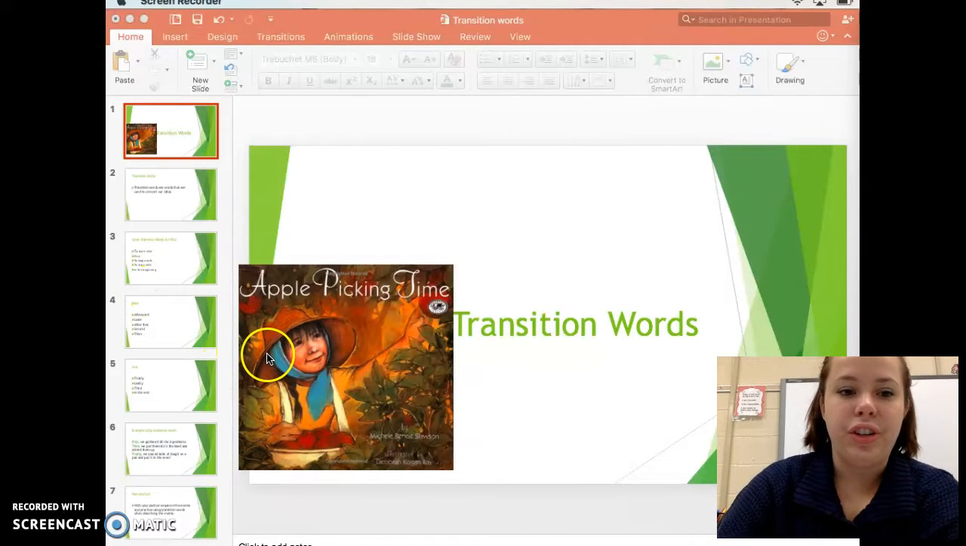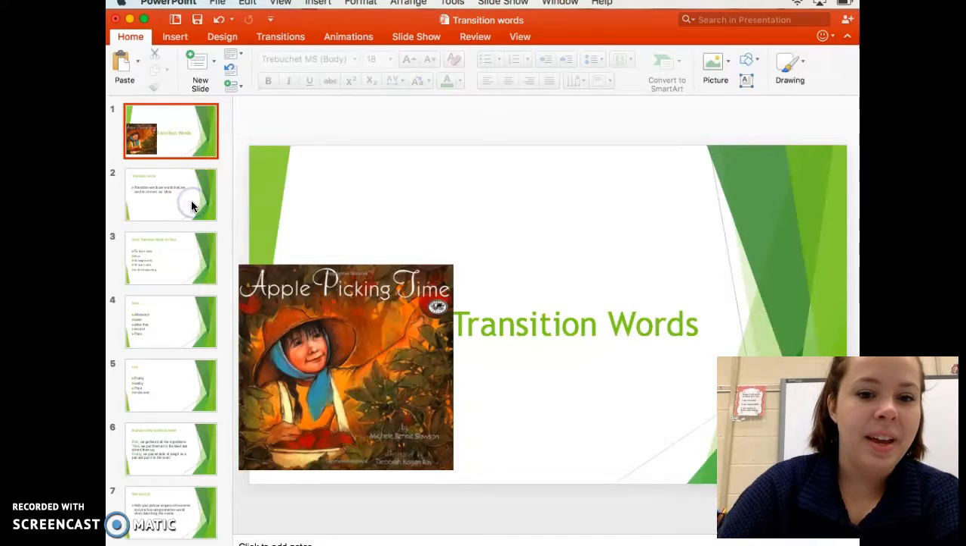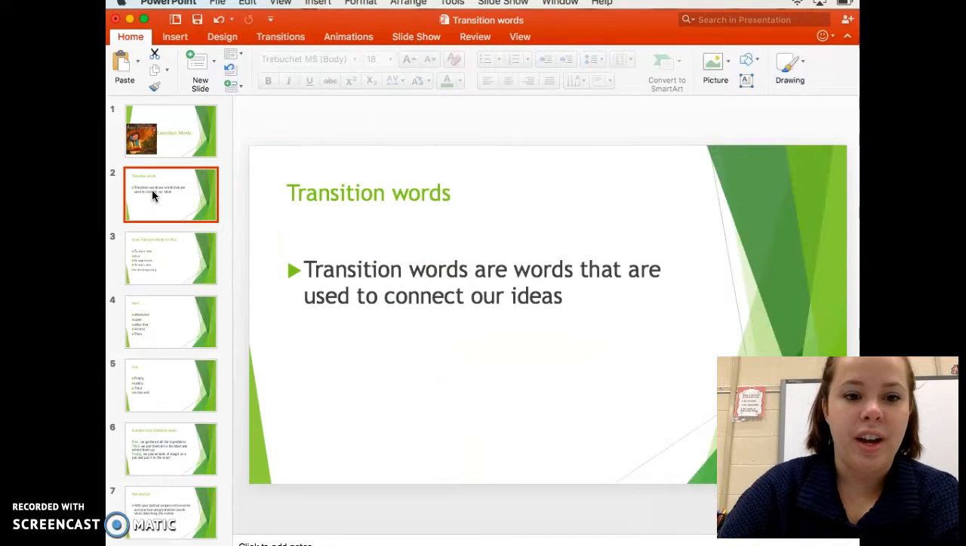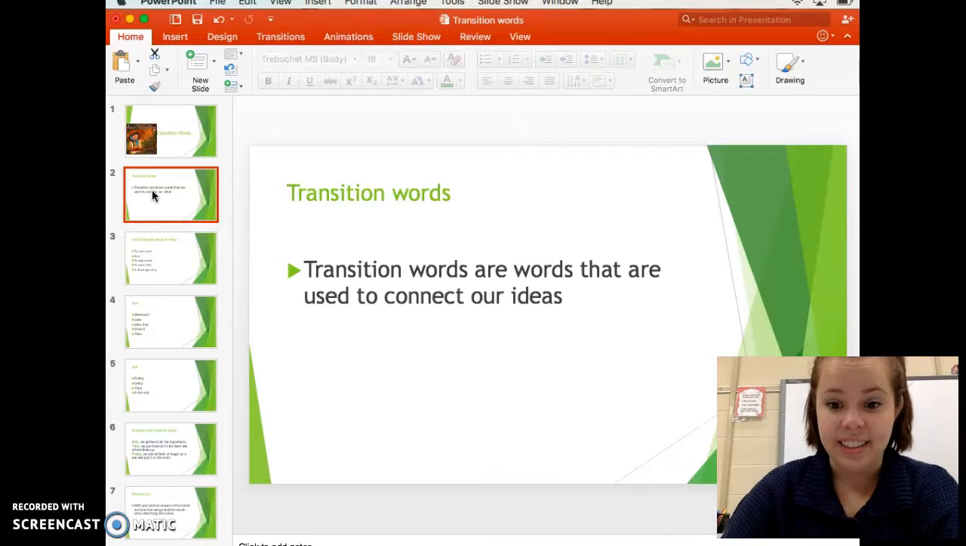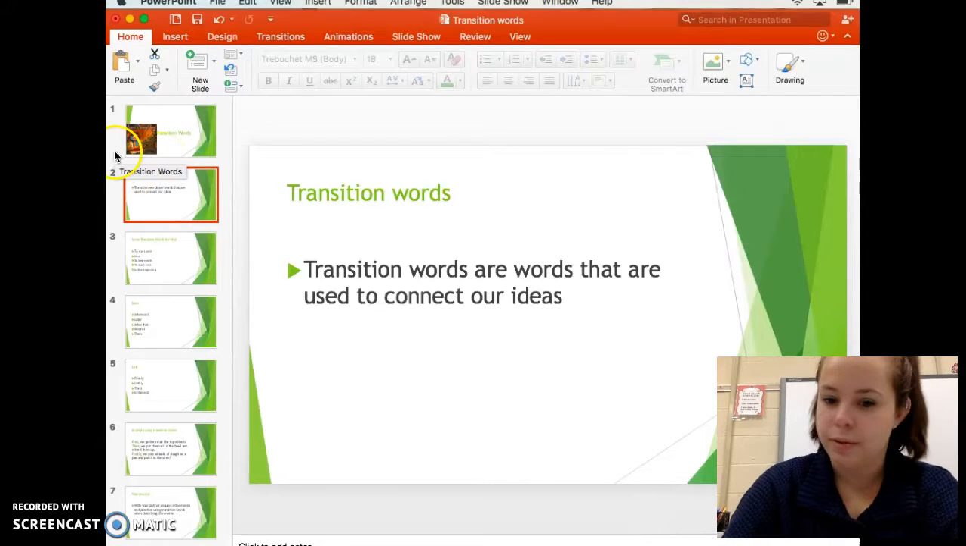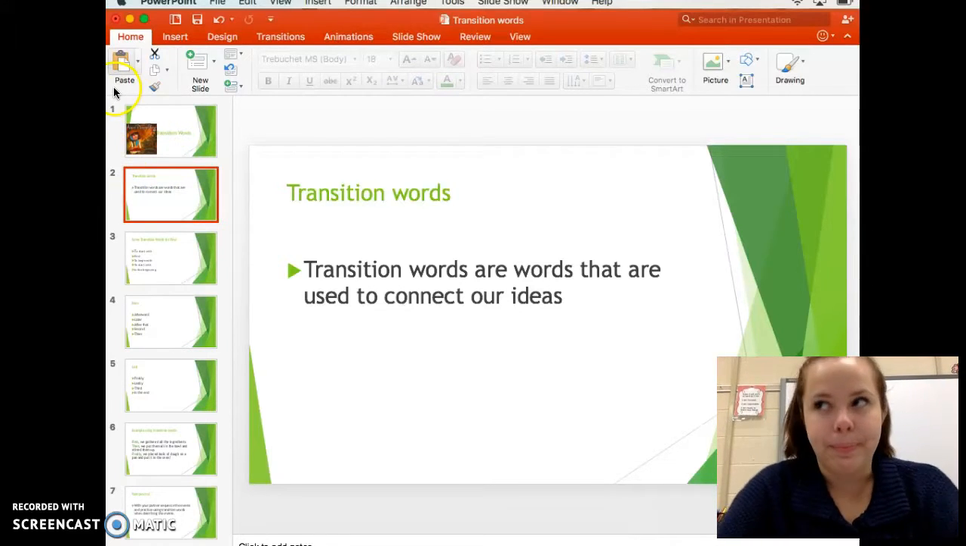So after you finish your story, Apple Picking Time, I like to move on and share with students what are transition words, or temporal words. They are words that connect our ideas. They make our story more fluid and really give students, or the reader, a better understanding of what's going on and when did it happen.